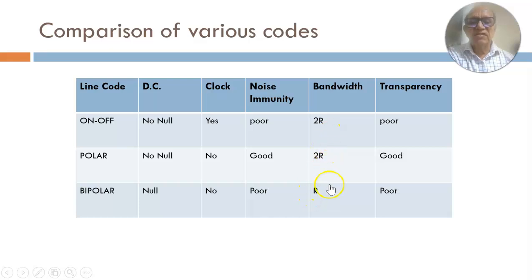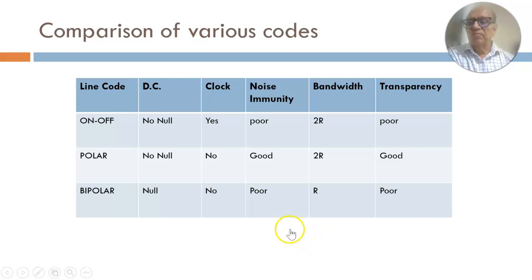So from bandwidth efficiency viewpoint, bipolar is a better signal. For transparency, on-off is poor. For polar it is good. For bipolar it is poor. So note, for polar it is good because the signal never goes completely zero. It is either a positive pulse or a negative pulse. Therefore, once you extract the clock frequency after half wave rectification, you will find that the signal is going to be transparent.